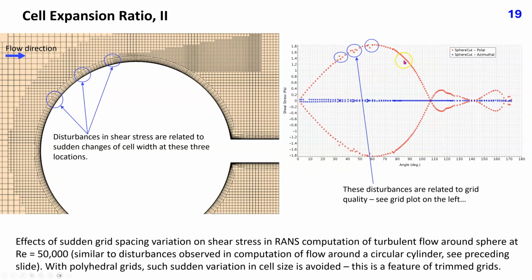This slide shows the same information as the preceding slide, but for the computation of flow around the sphere rather than cylinder. Disturbances in shear stress, which are visible in this plot, are related to sudden changes in cell width at these three locations. With polyhedral grids, such sudden variation in cell size can be avoided by ensuring that the triangular surface grid is nearly uniform.